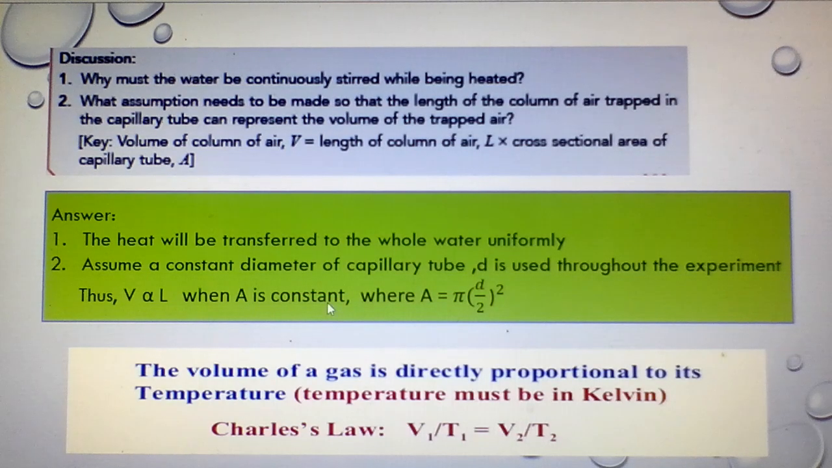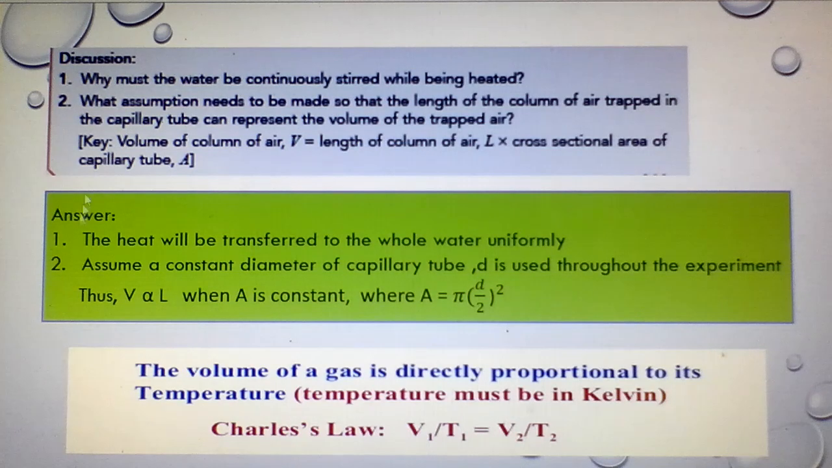So when A is constant, we can calculate A as pi times (D divided by 2) squared. Meaning D is constant, so we have constant A. When A is constant, V is directly proportional to the length of air column. Thus the length of air column can be used to represent volume.